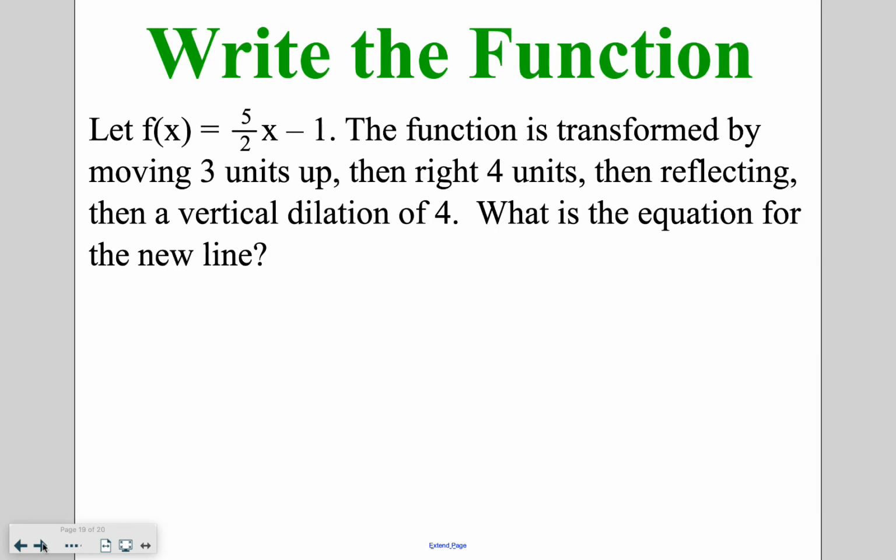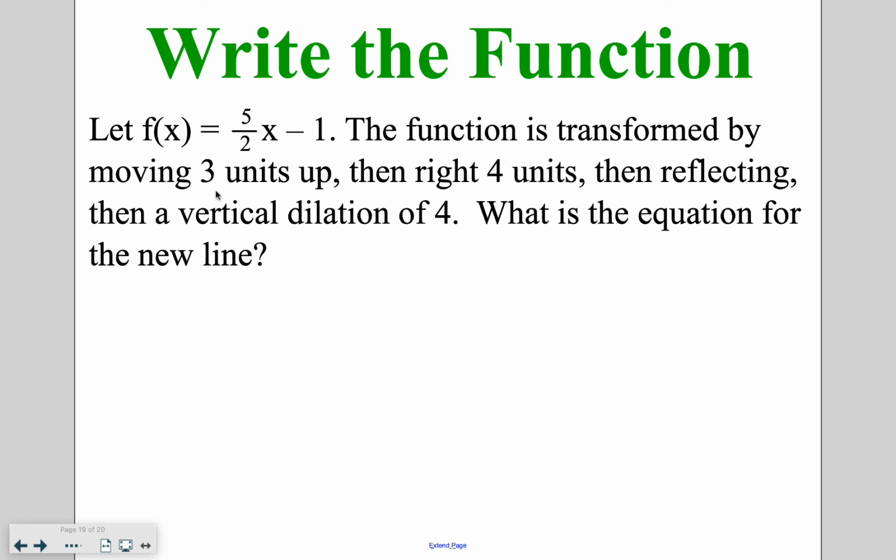The last piece we have here is putting it all together, being able to actually write the new equations as you are told how to move them. So in this case, we have f of x, once again, that's always going to stand for our original, is equal to 5/2 x minus 1. The function is transformed by moving up 3 units, then right 4 units, then reflecting, then a vertical dilation. So it's putting all of these different pieces together to ask us to find a new equation.